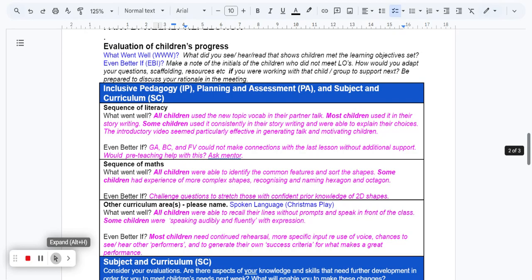When we're talking about what went well in literacy for the week, we're not repeating what the learning objective is, we're not describing the activities, those things are located elsewhere. We are just reporting on the overall attainment of the children in relation to the learning objective. What could all children do? What could most children do? What could some children do if they weren't all achieving the learning objective?